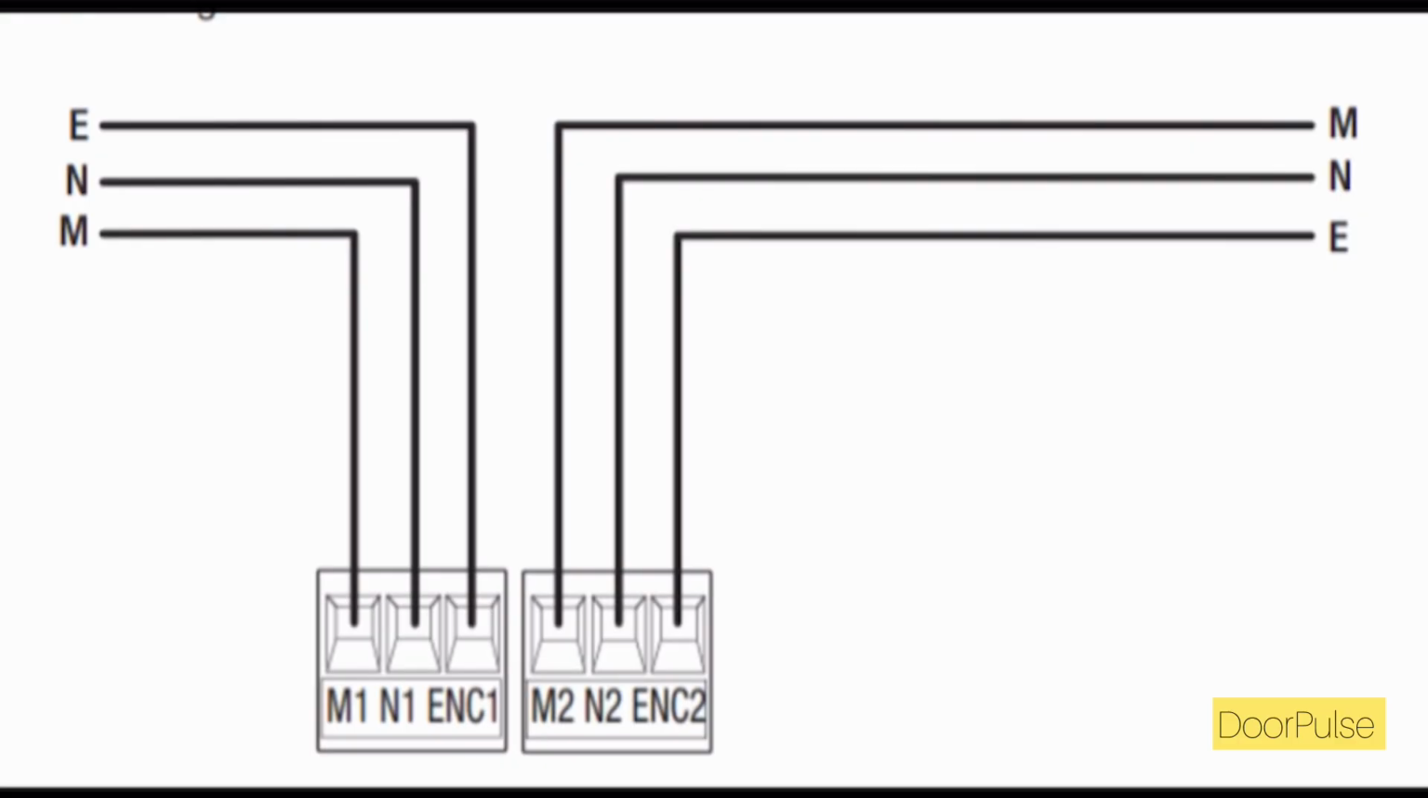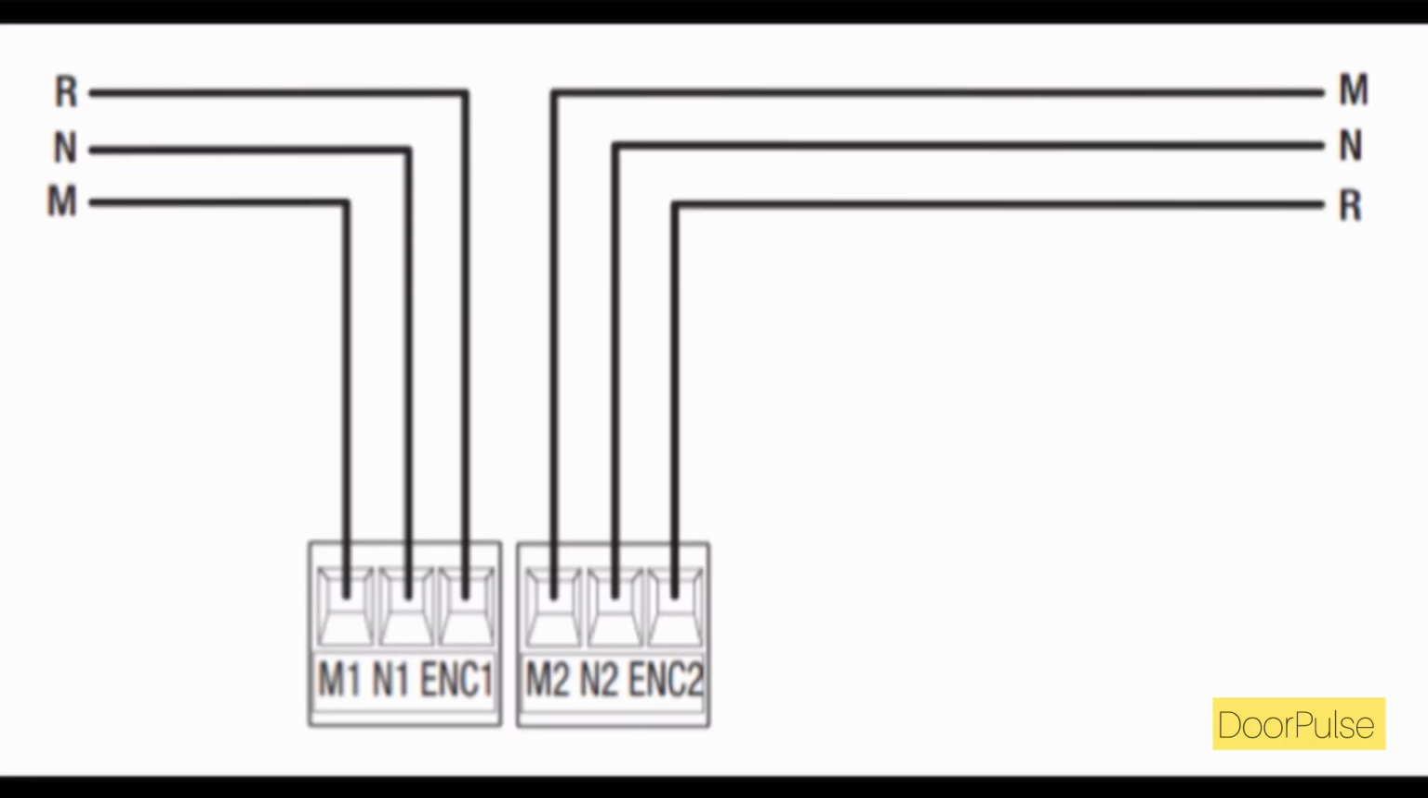This is the connection diagram for gear motor with encoder. If you don't want to use an encoder, this is the connection diagram for gear motor without encoder.